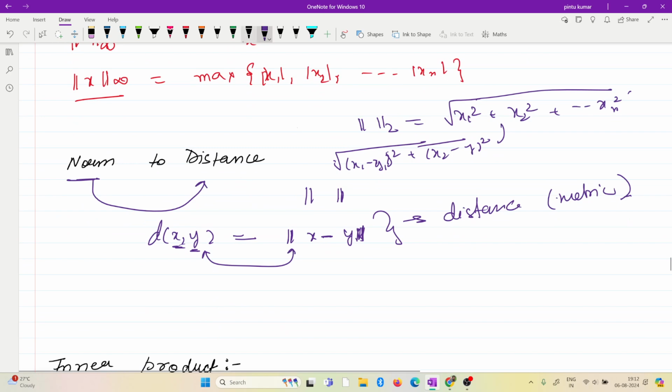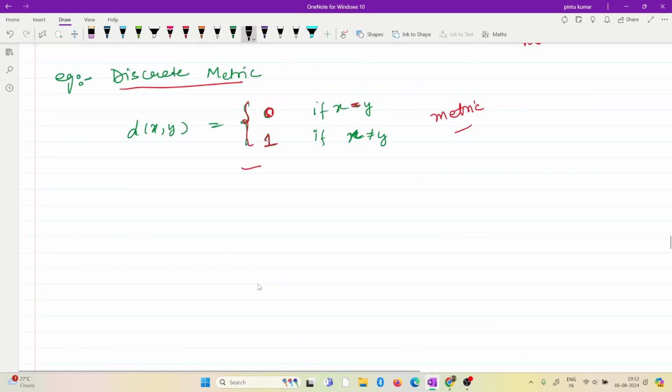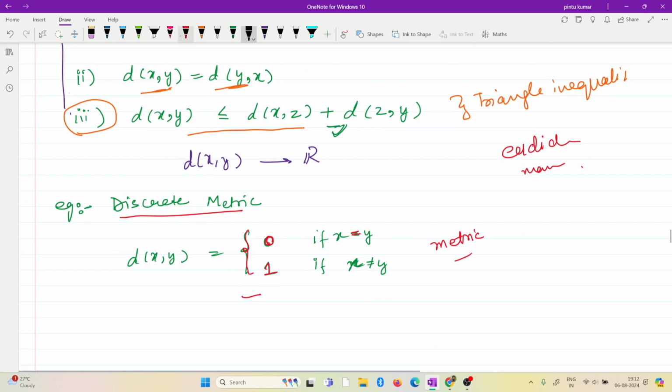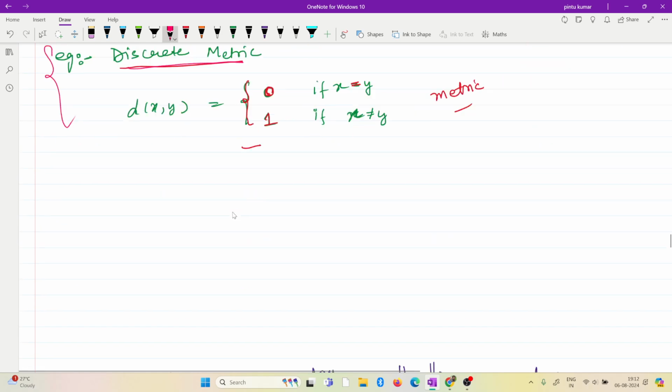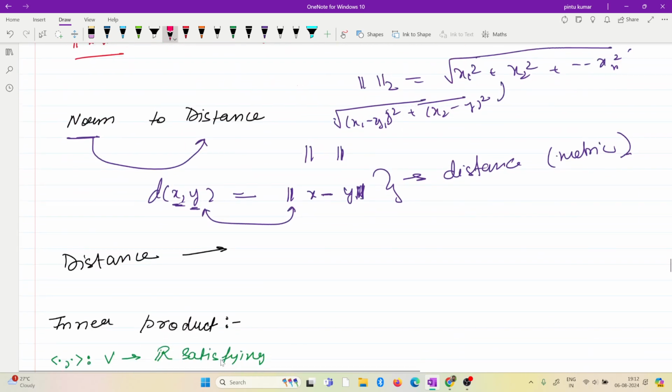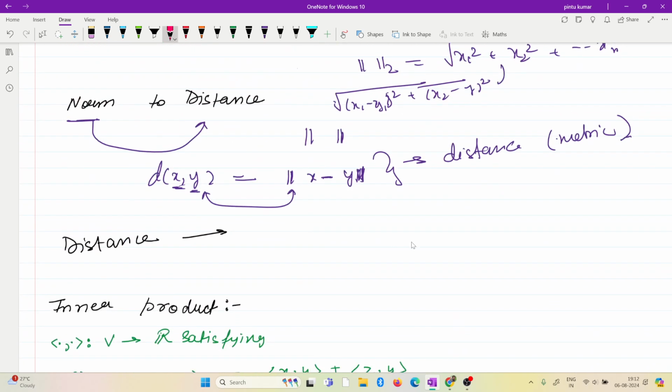But the other way around is not true. If you have a distance, there is a possibility that it is not derived from any norm. If you are from a maths background, you can take this as an example: it is known that the discrete metric can't be derived from any norm. So this relation is sort of one way. From a norm, you can reach a distance.